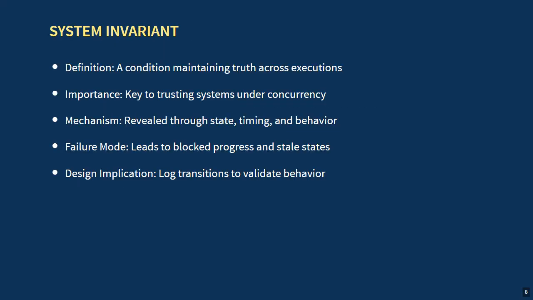A system invariant is a condition that must maintain its truth across all valid executions. This concept is vital for trusting systems during concurrent operations. The invariant becomes apparent when we examine states, timing, and behaviors. If ignored, we can end up with issues like blocked progress or stale states in our system. Thus, it's crucial to log these transitions to validate the expected behavior of our system.